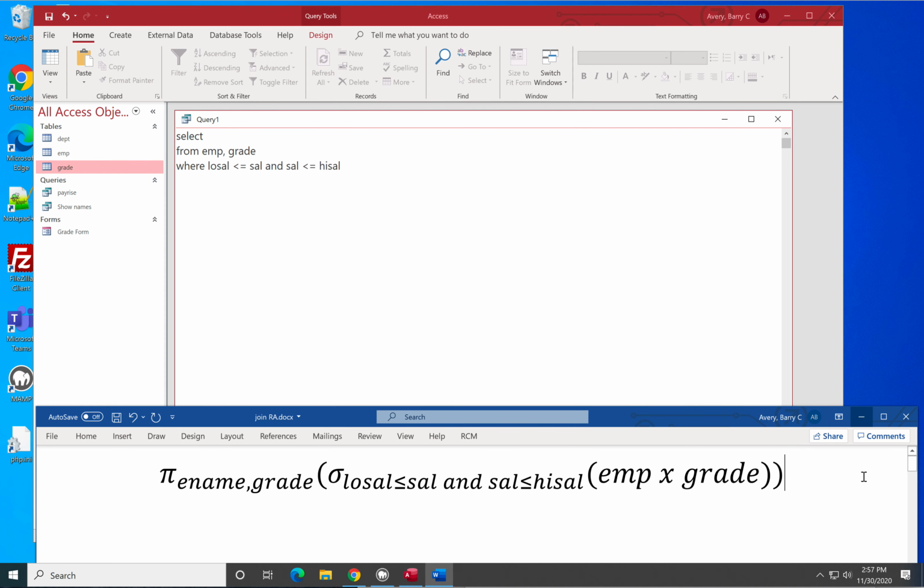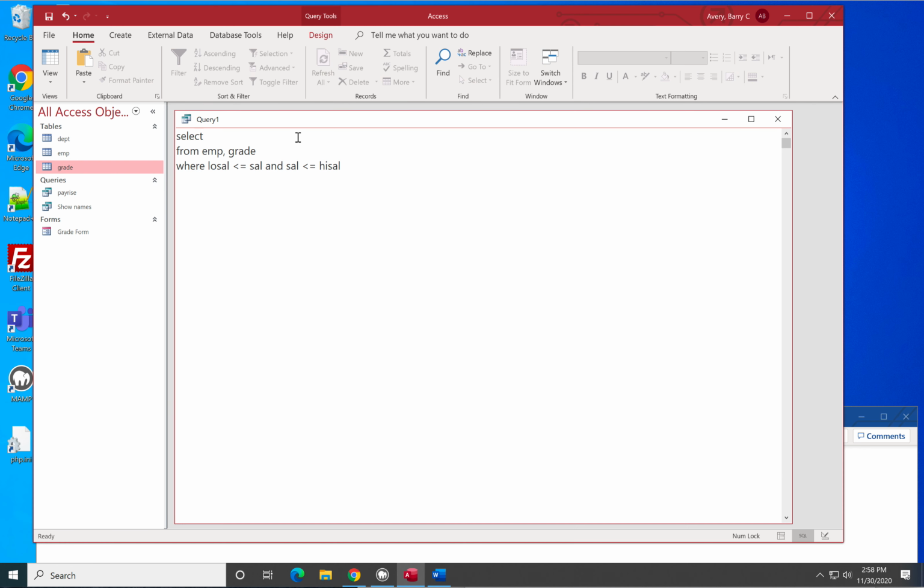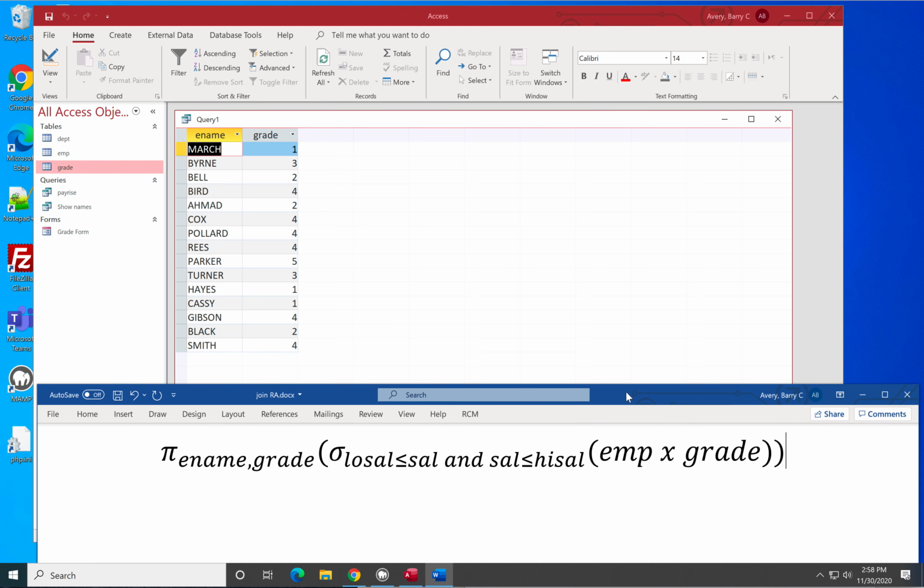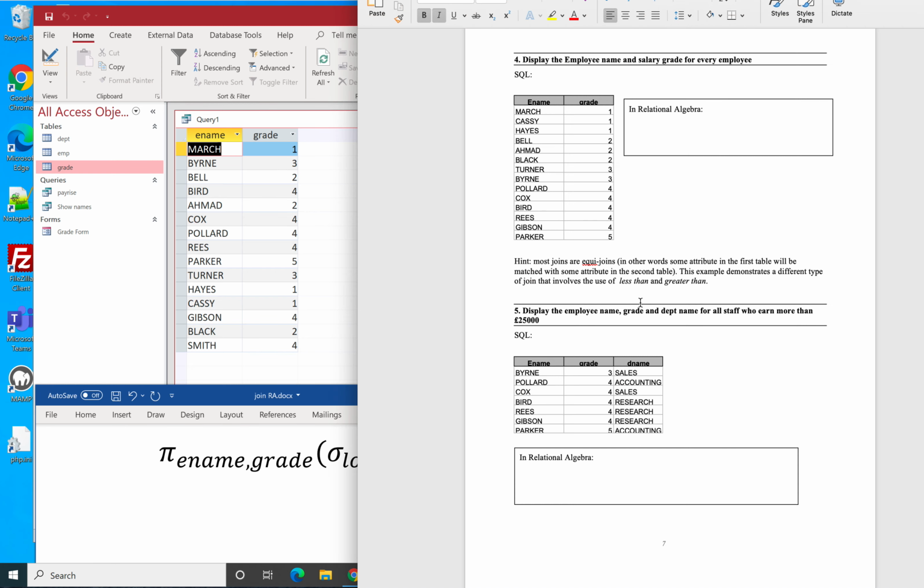And there's also a little bit extra here because we want the particular ename and the grade. So we're just going to pop that on here, ename and grade. We're just going to do a projection on the outside. Let's run that. There we are. You can see we've got the particular names of people and the particular grades, just like the question asks us to.